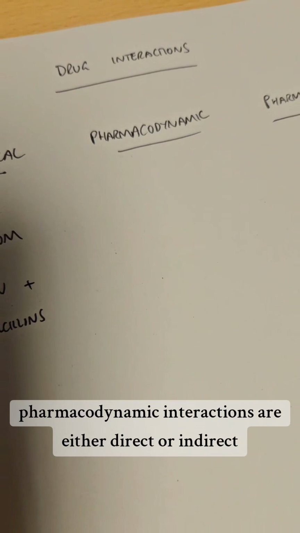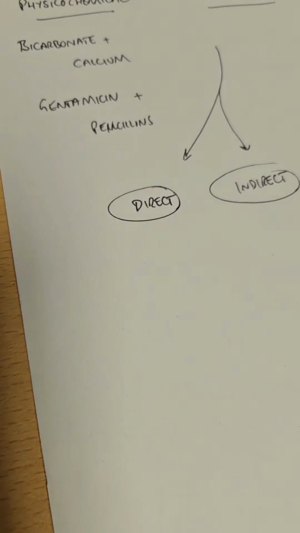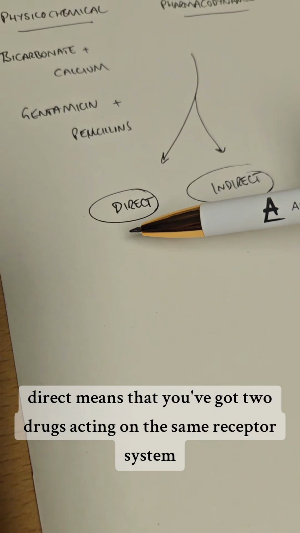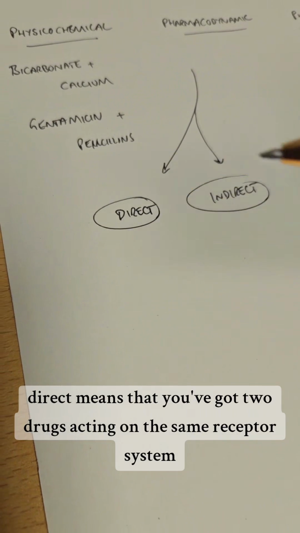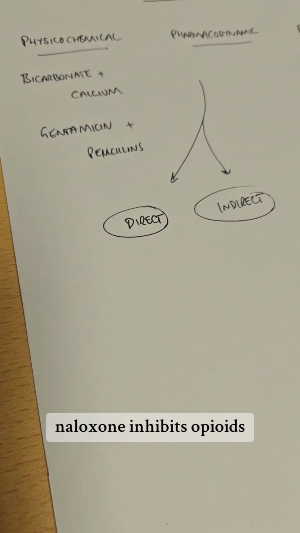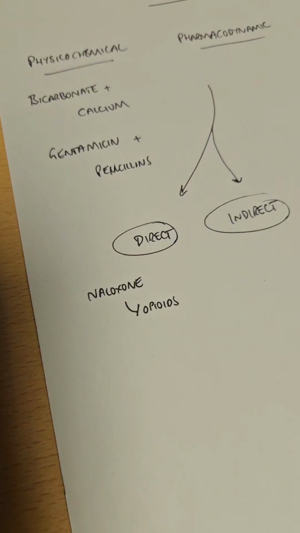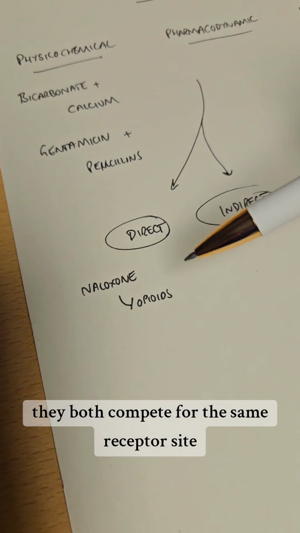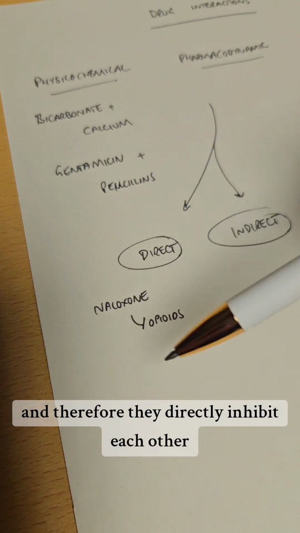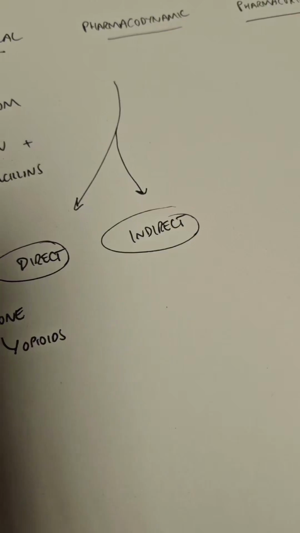Pharmacodynamic interactions are either direct or indirect. Direct means that you've got two drugs acting on the same receptor system. So, for example, naloxone inhibits opioids. They both compete for the same receptor site, and therefore they directly inhibit each other.